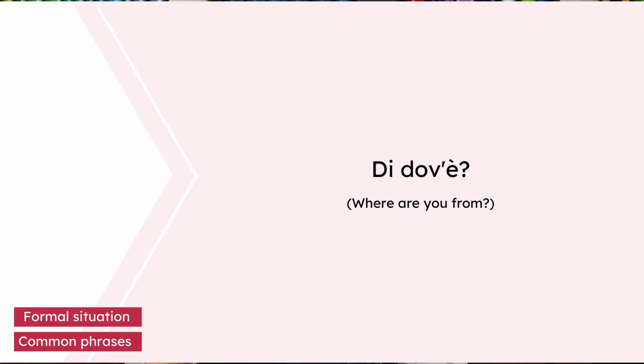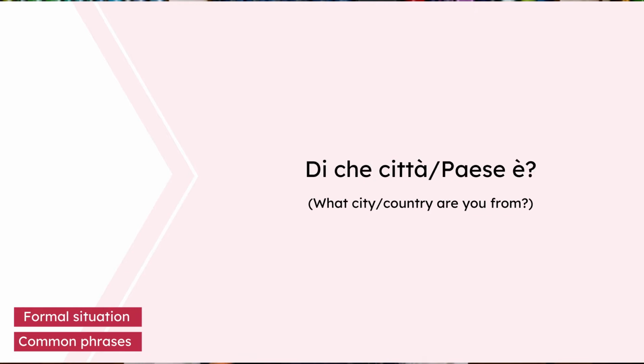Okay, so after the first introduction, you can start saying something more about yourself and describe your background, like where you come from, or maybe you can ask the following questions to your interlocutor to start some small talk. Di dov'è in formal situations, or di dove sei in informal situations. Where are you from? Di che città or paese è in formal situations, or di che città or paese sei in informal situations. What city or country are you from?